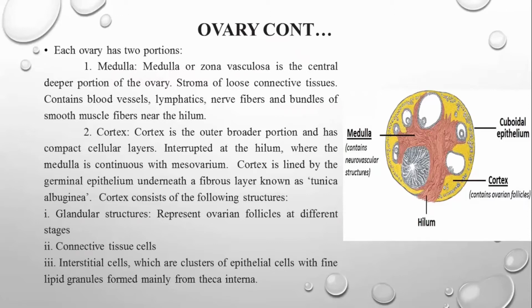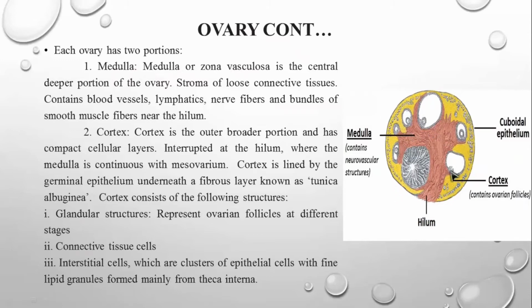The cortex consists of the following structures. The cortex has some important structures: granular structures, connective tissue cells, and interstitial cells. The granular structures represent the ovarian follicles at different stages. This ovarian follicle undergoes different stages, and based upon the stages, ovulation also occurs. We will see this process later.